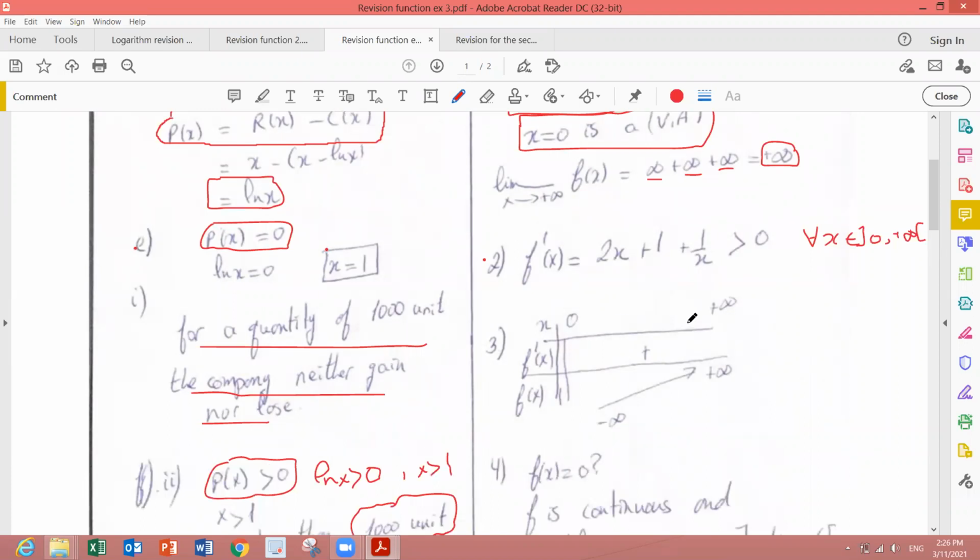Now, table of variations, part 3. X, f prime of x, f of x. The domain is from 0 till plus infinity. It is increasing. At 0, we get minus infinity. At plus infinity, we get plus infinity.